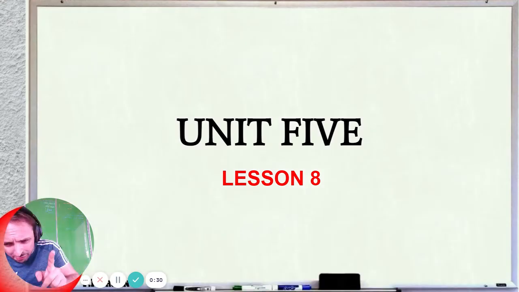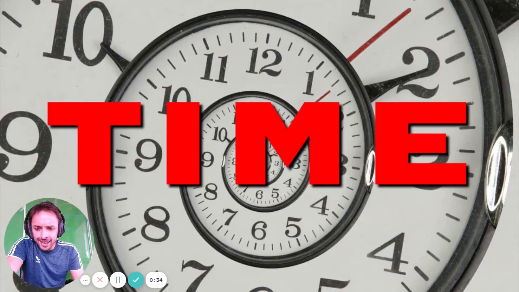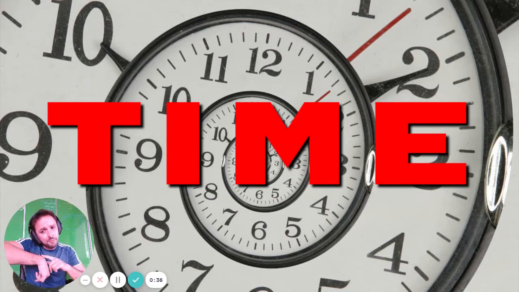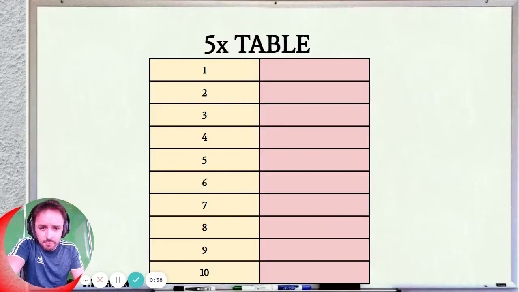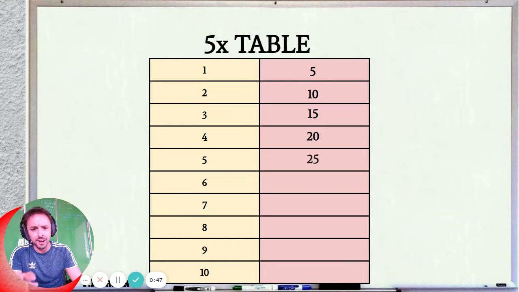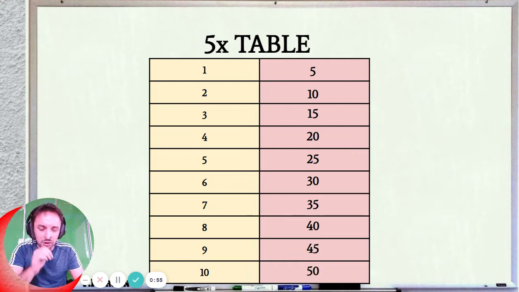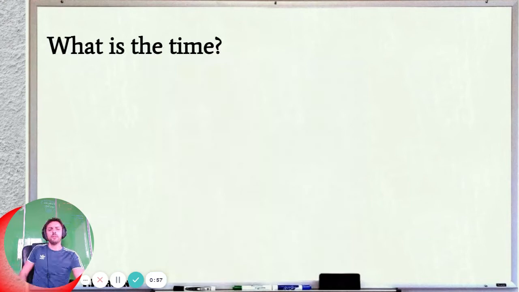Okay. Unit 5, Lesson 8. Again, Unit 5 is all about time. What is the time? Okay, 5 times table. You know your 5 times table. 5, 10, 15, 20, 25, 30, 35, 40, 45, 50, 55, 60. That is what you need to know. That will help you with Unit 5.